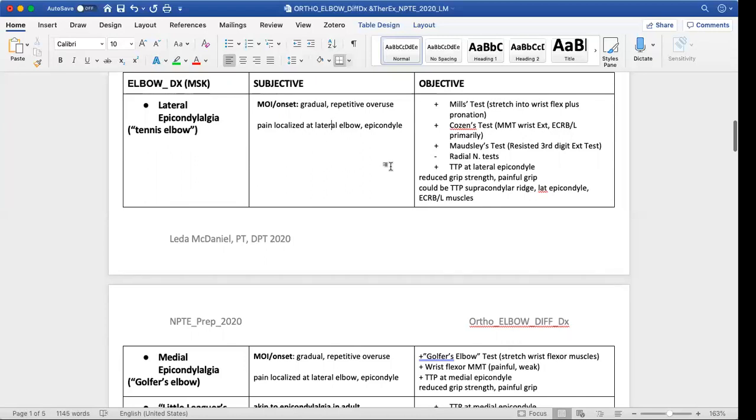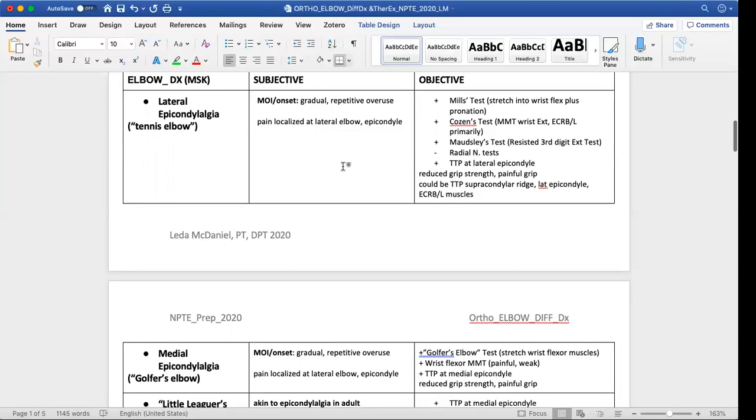ECRB and ECRL primarily, although we know extensor digitorum could also contribute to lateral epicondylalgia, and that's its own separate test called Maudsley's test. So the eponym is Maudsley's test, but it's also been described as the resisted third digit extension test, which is kind of a mouthful, but you get the idea.